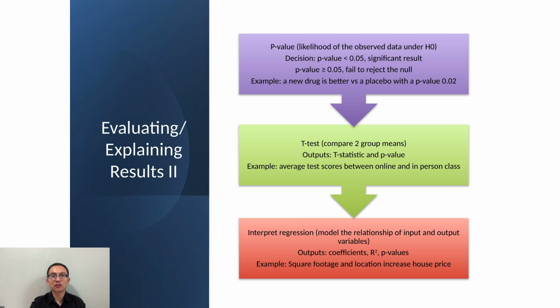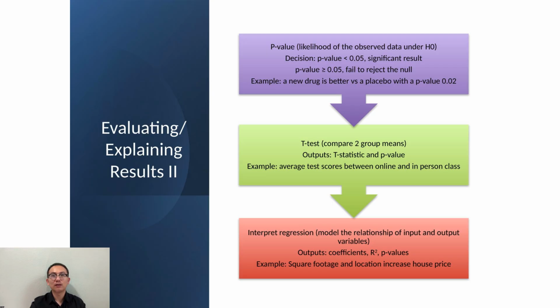After we run a regression, we usually focus on three things: coefficients. These tell us how much the outcome changes when the input changes. R-squared. This tells us how well the model explains the data. P-values for each variable. These tell us which predictors are statistically significant.